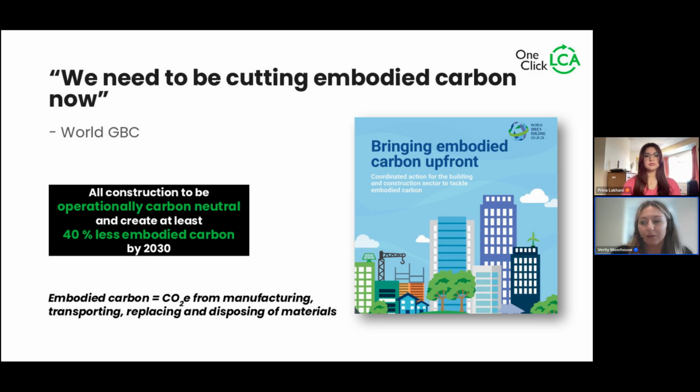Also, in Bringing Embodied Carbon Up Front, which is the coordinated action plan for the building and construction sectors to tackle embodied carbon, the World Green Building Council issued a bold vision that all construction should be operationally neutral and create at least 40% less embodied carbon by 2030. And then by 2050, new buildings, infrastructure and renovations should have net zero embodied carbon. And all buildings, including existing buildings and new buildings, should be net zero in terms of operational carbon as well.